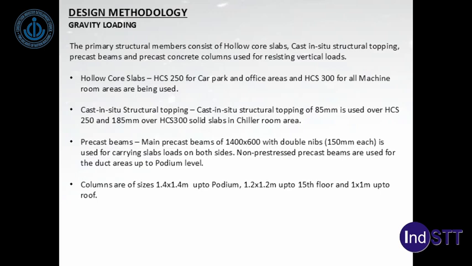The columns are typically 1.4 meter by 1.4 meter up to podium level, which is ground floor. Then from ground above up to 15th floor, they're reduced in size to 1.2 by 1.2 meter, and above 15th floor, they are 1 meter by 1 meter. And also the grade of the columns is reduced as we go up in level.